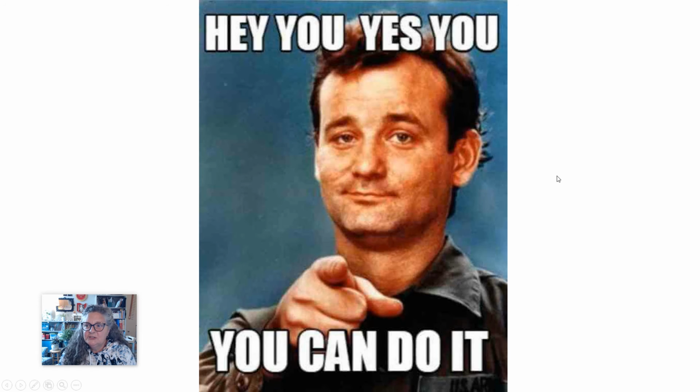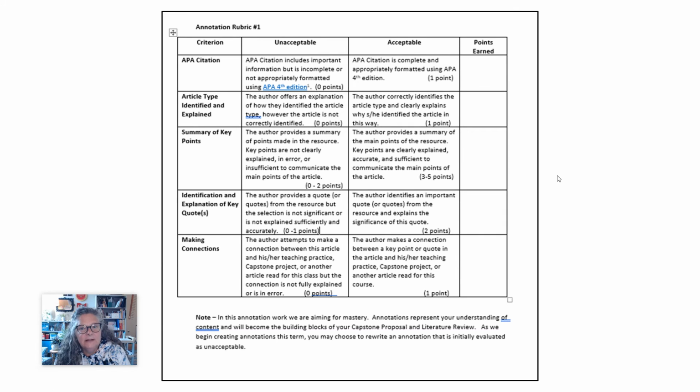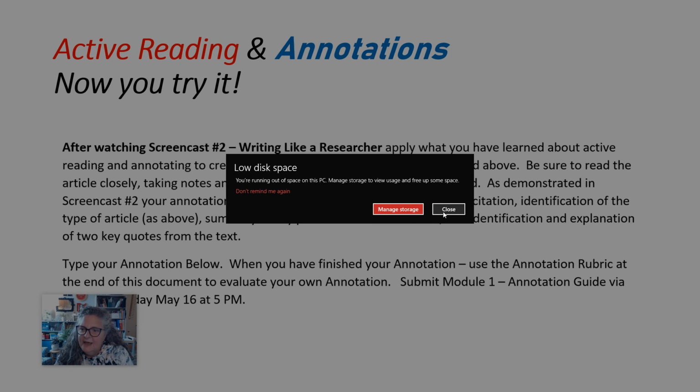So the next piece is we're going to actually have you practice this. I would just take a look at that rubric if you haven't already done it, just to keep it in your head. And then you are going to look at the, what's it called? Module 1 form that you looked at after Screencast 1. And at the bottom of it, it has this little prompt. It says that now after watching Screencast 2, I want you to try writing an annotation for one of those 3 green articles that you have earlier identified.